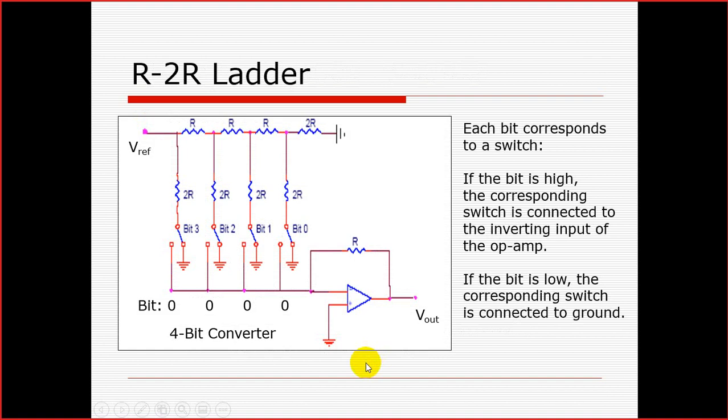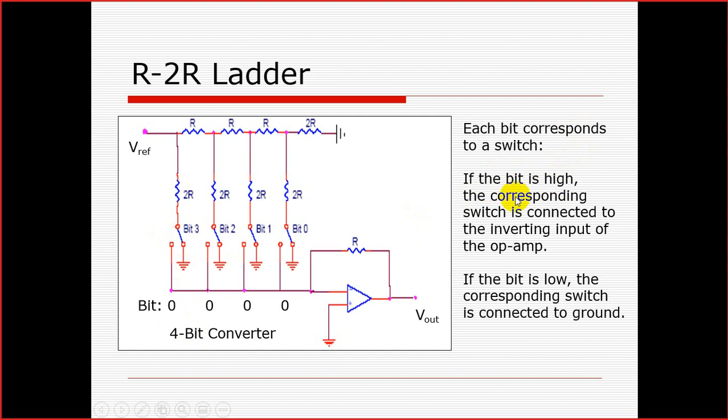Now, the second option to implement this DAC is the R2R ladder. This R2R ladder is very popular because of its simplicity and accuracy. Look at this: each bit corresponds to a switch. This is the bit, and this bit corresponds to a switch.